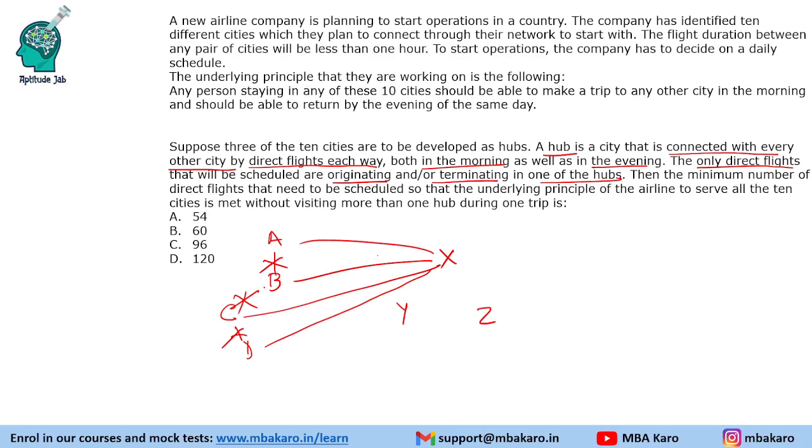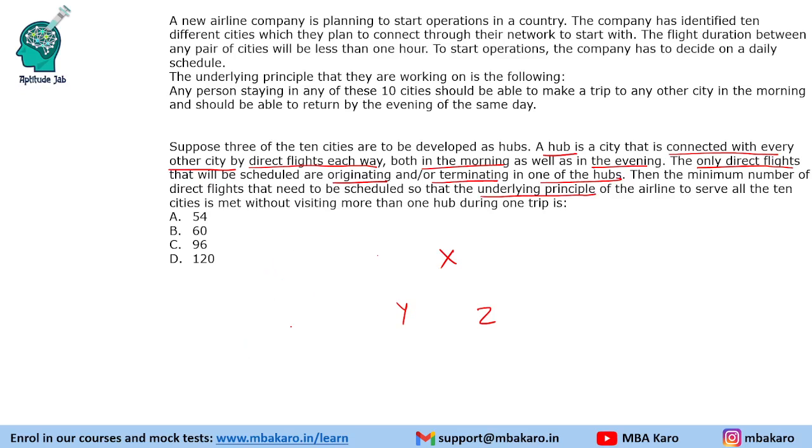Now we need to find the minimum number of direct flights that need to be scheduled such that the underlying principle is satisfied. So these are the hubs, and there are 7 other cities also.